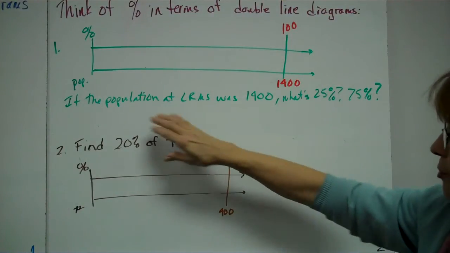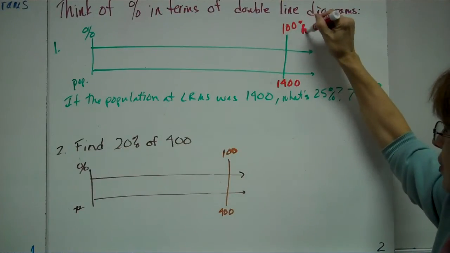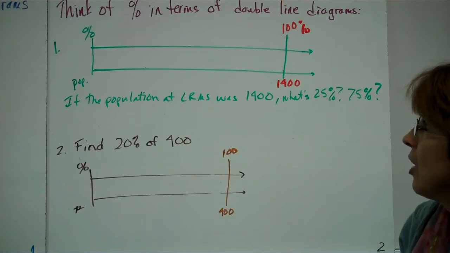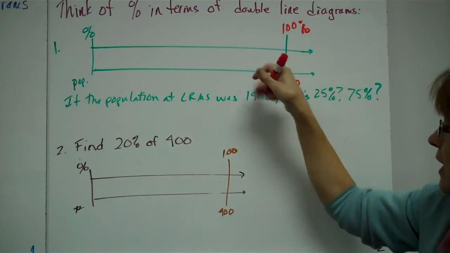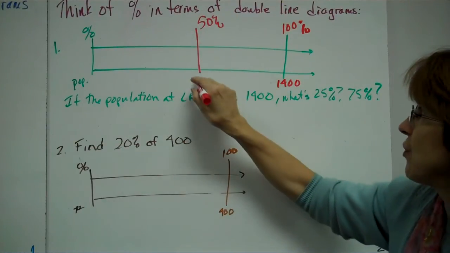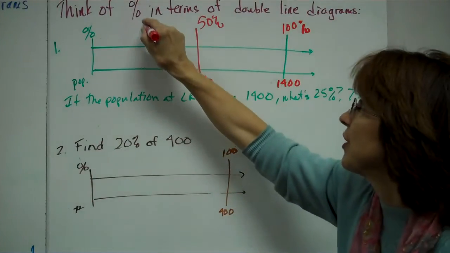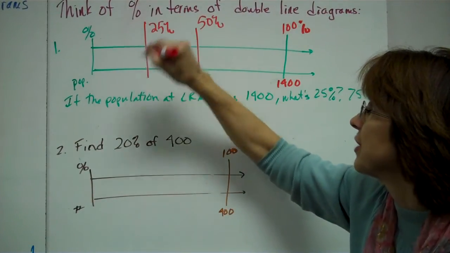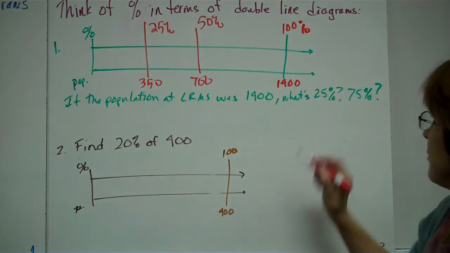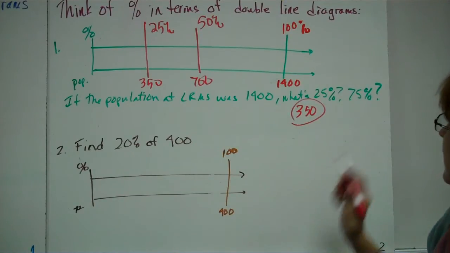So we set it up so that 100% would be 1,400. You can put your percent sign here, or once you put it there, you don't have to have it there every time, but if it helps you, you can go ahead and put it there. Well, I know if I get half of it, 50%, half of 1,400 is 700. Well, I know 25 is half of 50, so if I go half down here, that's 25%, and half of 700 is 350. So 25% of the students is 350 students.